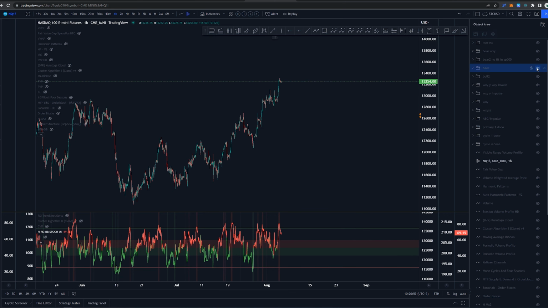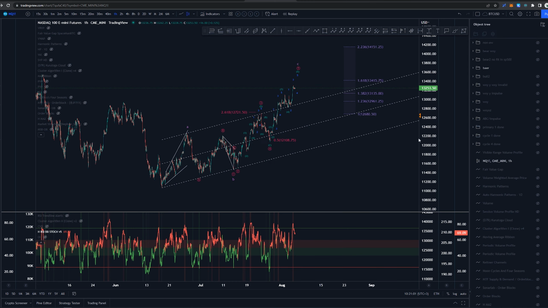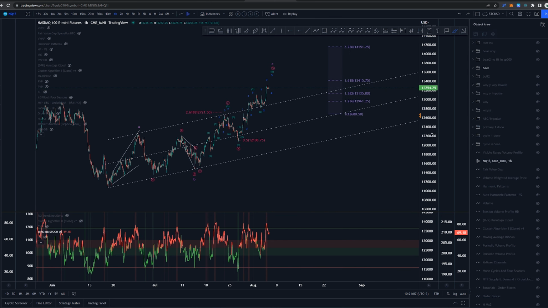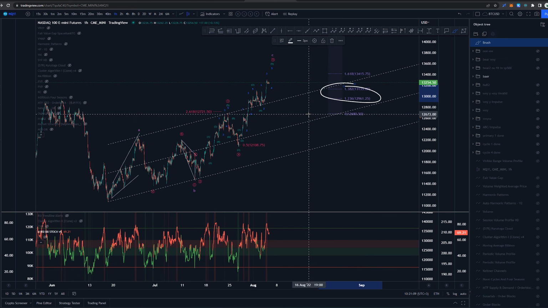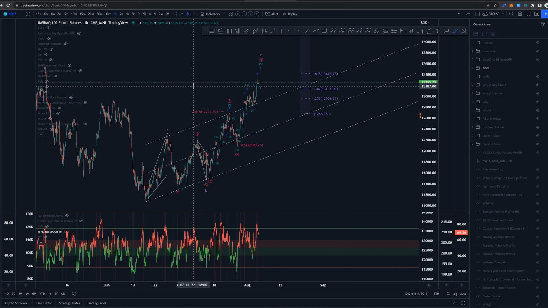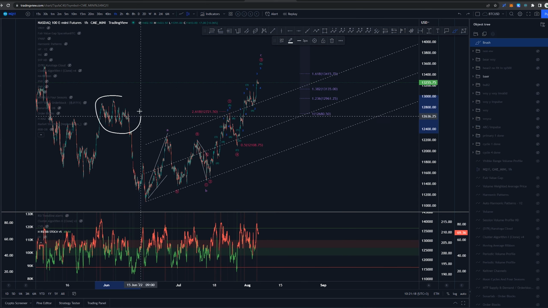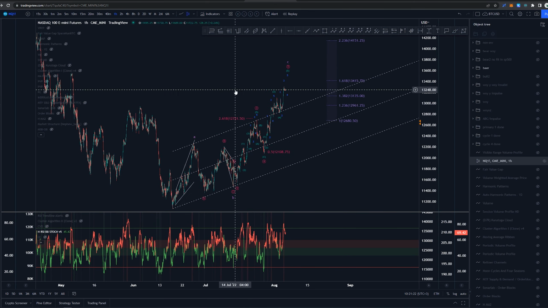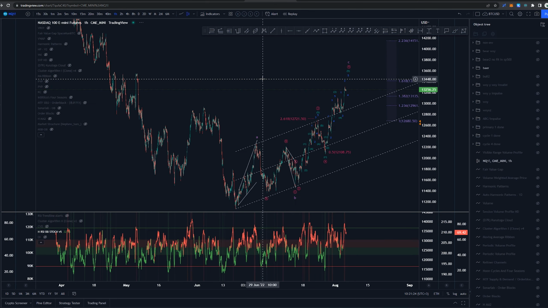The bear scenario is this one, in which we are looking at this as an ABC. Again, we wouldn't like to see the 1.618 broken here. We've gone beyond the extension targets already here, so it is very possible that we are going to be reaching the 1.618 here. Unlike in S&P 500, where we have not taken out these previous resistances, in Nasdaq we have, so this is quite a bit different.